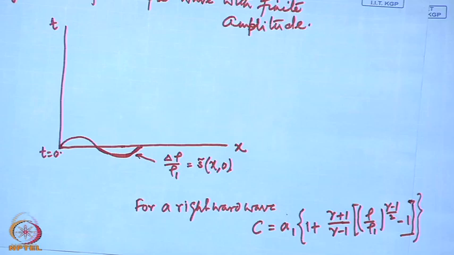Now, let us see what will happen to this wave as time passes. What you see is that in the region where rho is greater than rho 1, c is higher than a 1, and where rho is less than rho 1, c is smaller than a 1.